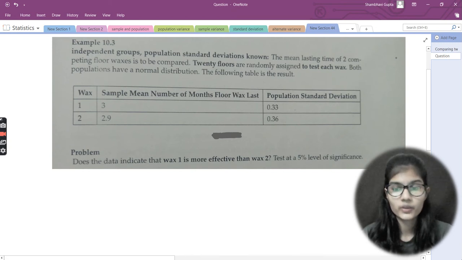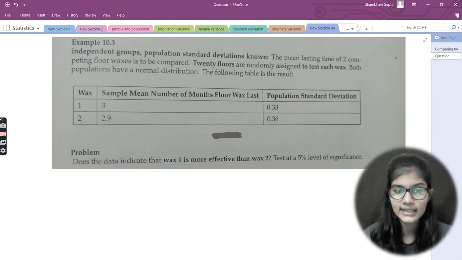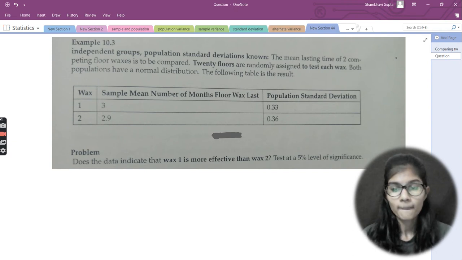So what does my question say? Independent groups, population standard deviations known. The mean lasting time of two competing floor waxes is to be compared. 20 floors are randomly assigned to test each wax. Both populations have a normal distribution. The following table is the result. The question is: does the data indicate that wax 1 is more effective than wax 2? Test at a 5% level of significance. So this is the question which we need to solve here.